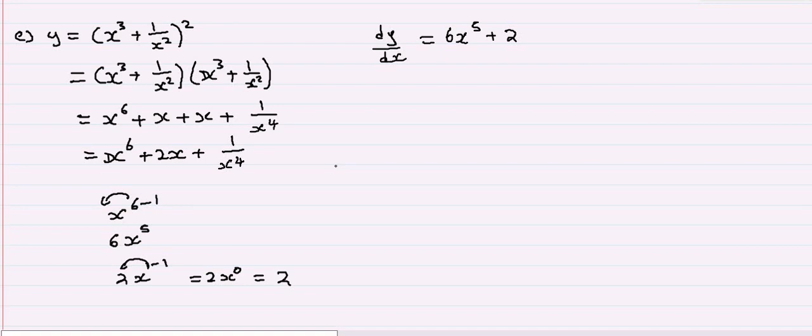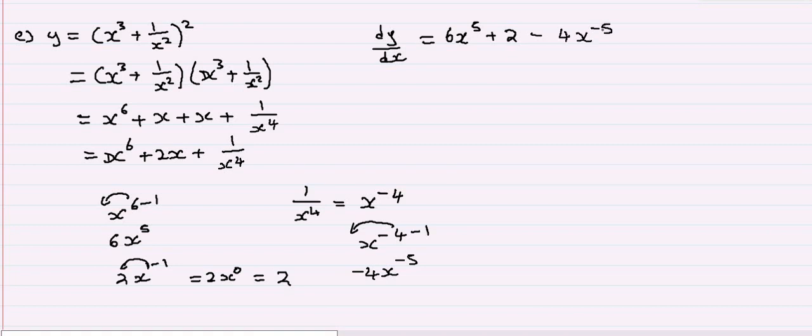I said if we are given a fraction where x is the denominator, this is the same as 1 over x exponent 4. 1 over x exponent 4 will be the same as x exponent negative 4. Then when we need the derivative of x exponent negative 4, you multiply negative 4 with the coefficient, it becomes negative 4x. Then you subtract 1 from the exponent, it becomes exponent negative 5. So this becomes negative 4x exponent negative 5.